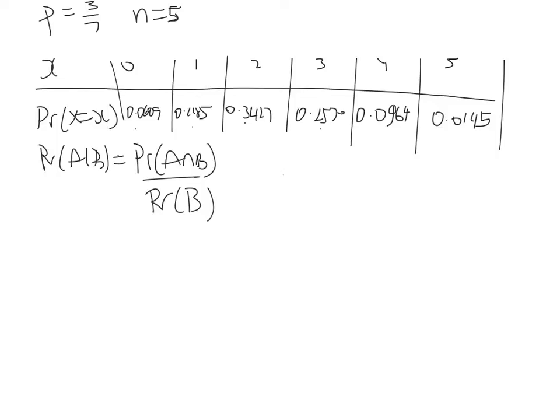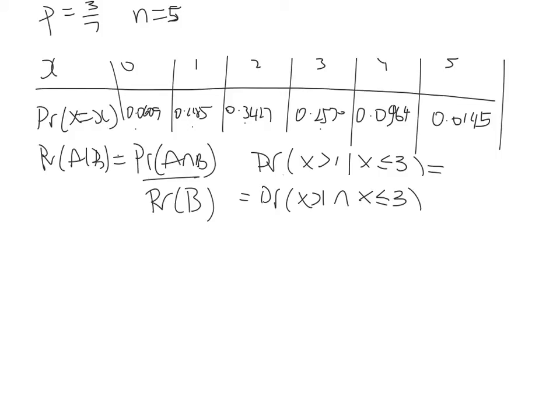Now, in this case, what we're asked to do is to calculate the probability that Jack will score more than one bullseye, given that he scores at most 3. So we're looking at the probability he scores more than 1, so x is greater than 1, given he scores at most 3, so given x is less than or equal to 3. That becomes the probability of x being greater than 1 intersecting with x being less than or equal to 3, over the probability that x is less than or equal to 3.